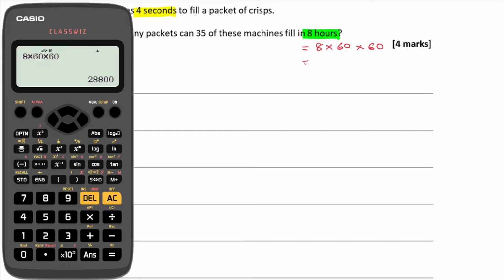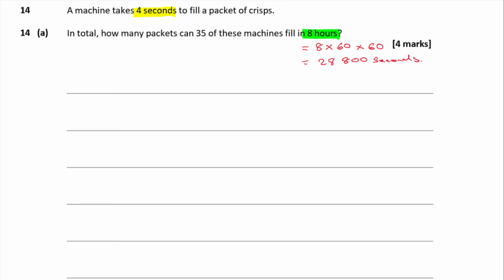That's 28,800 seconds in 8 hours. Right, so it takes 4 seconds to fill up a packet of crisps. So one machine, how many could that fill up?